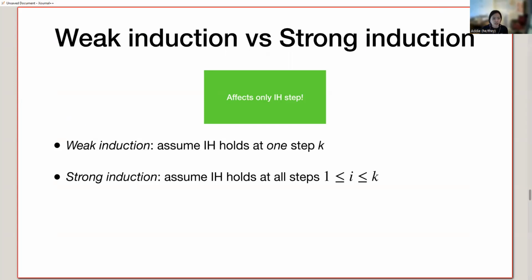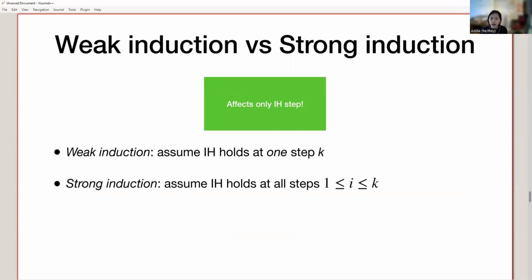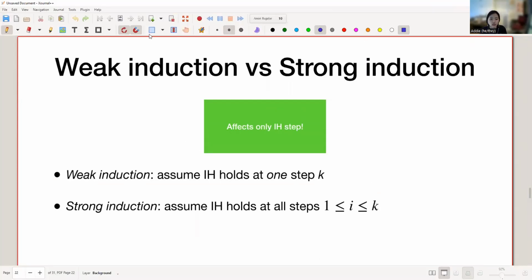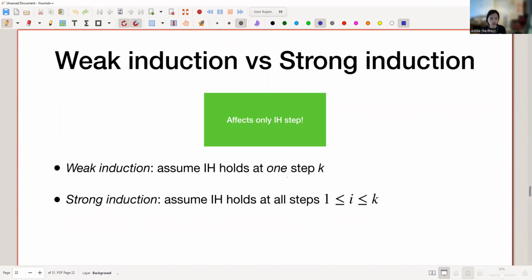So let's take a look at the difference between weak induction versus strong induction here. Okay, so for weak induction, the induction hypothesis holds at one step k. And for strong induction, the induction hypothesis holds from all steps up to some number k, which is less than n. Okay, so this is stuff that we have looked at already in the induction that we've done.